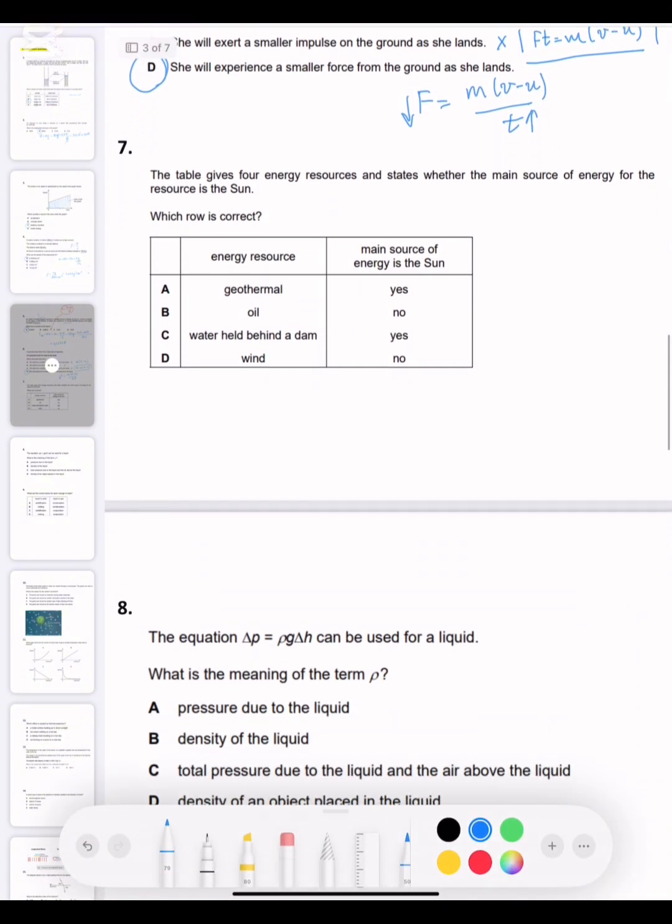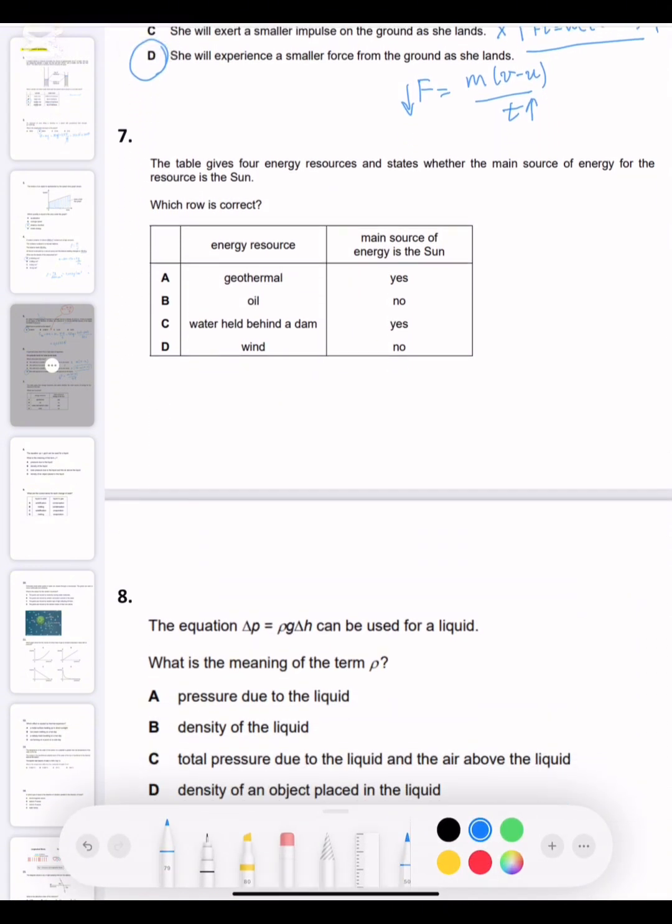Question number 7. The table gives 4 energy resources and states whether the main source of energy for the resource is the sun. Which row is correct? Generally, most of the Earth's energy resources ultimately derive from the sun, either directly or indirectly. However, there are a few exceptions, which are geothermal energy and nuclear energy.